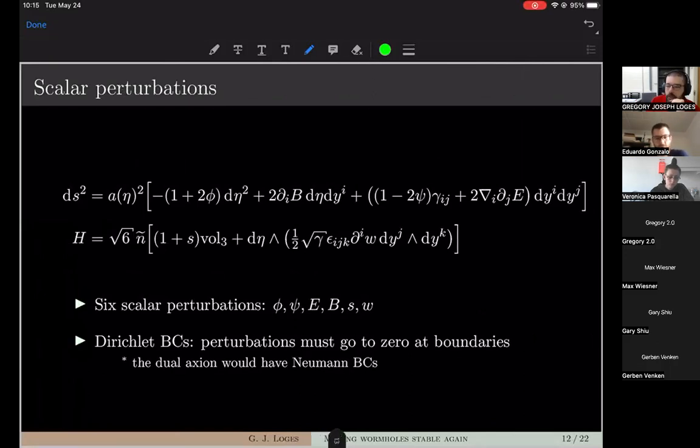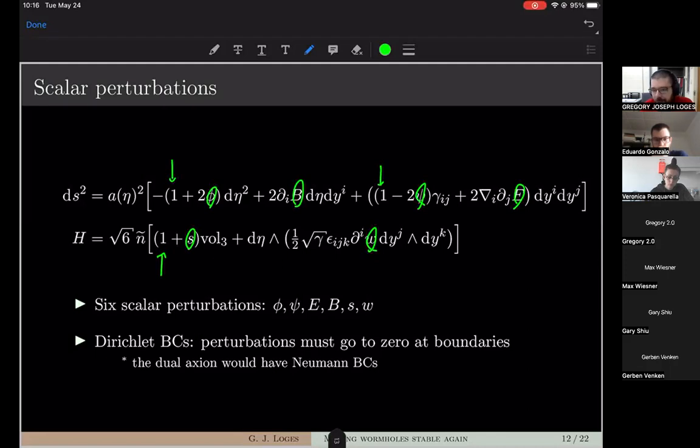So we have 6 scalar perturbations. There are 4 associated with the metric. These are fairly standard. This is the ansatz that one usually makes if you're looking, for example, at cosmological perturbations. And for the 3-form, there are 2 scalar perturbations that we can write down, S and W. One's a homogeneous perturbation, the other is inhomogeneous. And these are tacked on to the background solution, which is order 1.